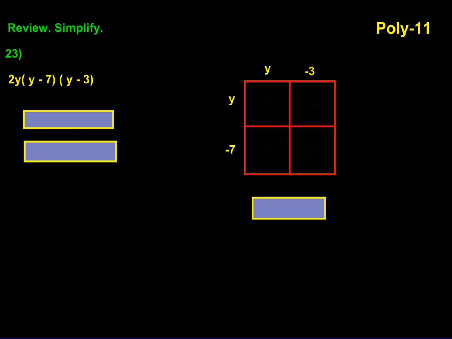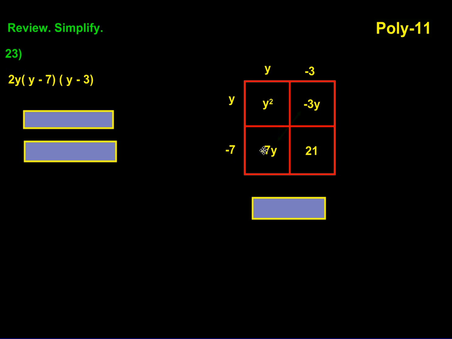And lastly, let's take a look at question number 23. So there's a couple of ways you could approach this. I've chosen to first take the two binomials and use the box method to solve for them. So we have y and negative 3 and y and negative 7. They could go on either side. This could be up top. So we have y times y is going to give us y squared. Y and minus 3 is going to give us negative 3y. Negative 7 and y is going to give us negative 7y. And negative 7 and negative 3 is going to give us a positive 21.